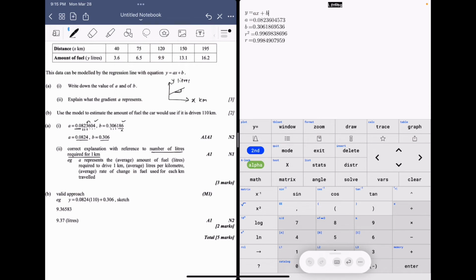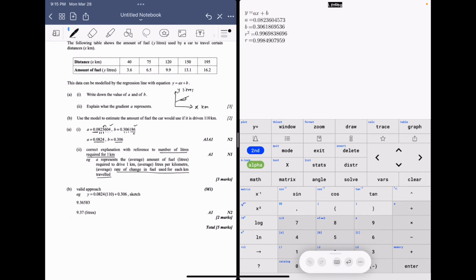So you can say with reference to the number of liters required for 1 kilometer. That means A represents amount of fuel required to drive 1 kilometer, liter per kilometer, or rate of change in fuel used in each kilometer traveled. Write down in the context of the problem. Do not just write down it is liter per kilometer. No, you have to write down in the context of the problem.